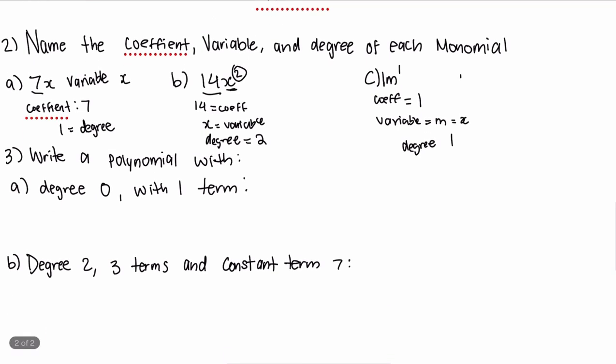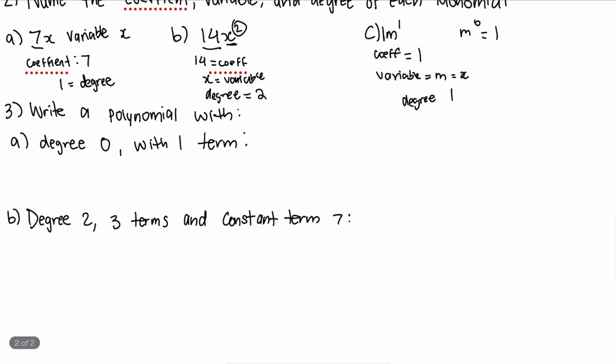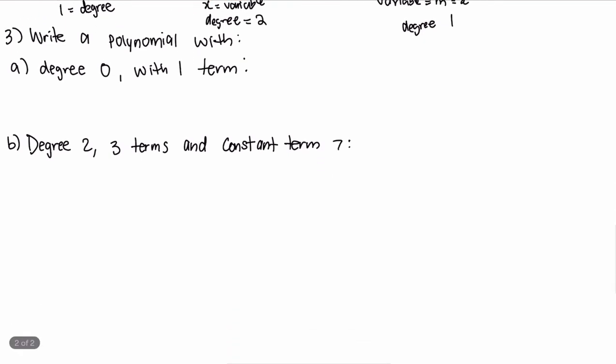If it was m to the power 0, then remember, in our previous lessons, anything to the power 0 is just going to be 1. Or it simply would not exist because there's no degree to it. So number 3, we are going to be making up a random polynomial that has the following terms.